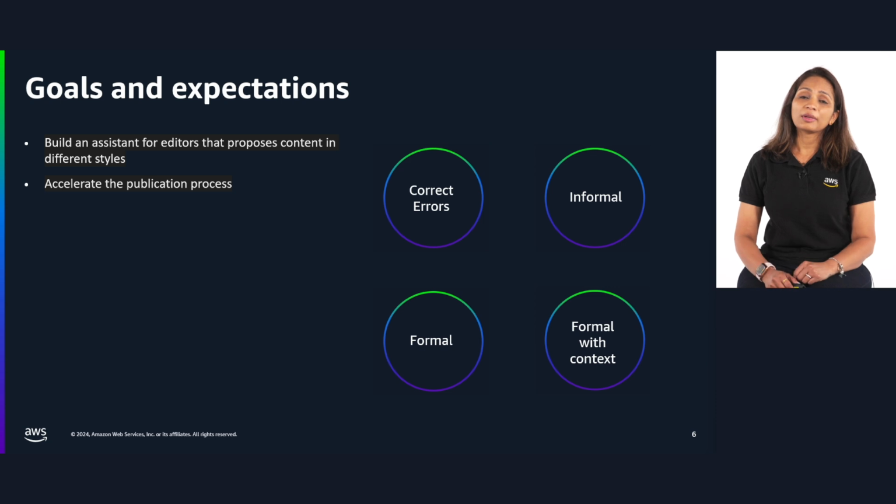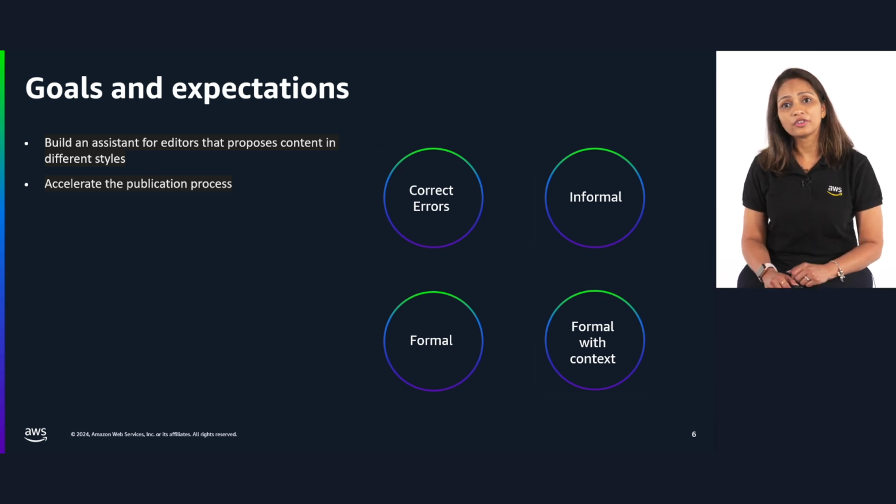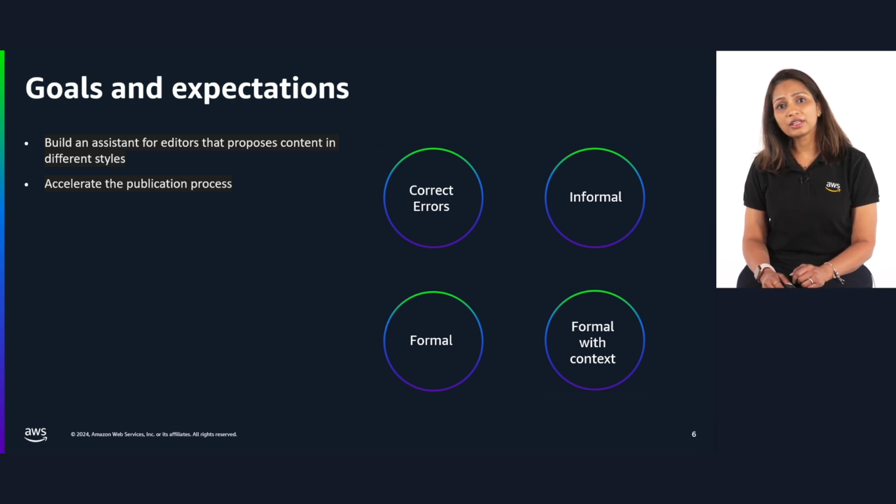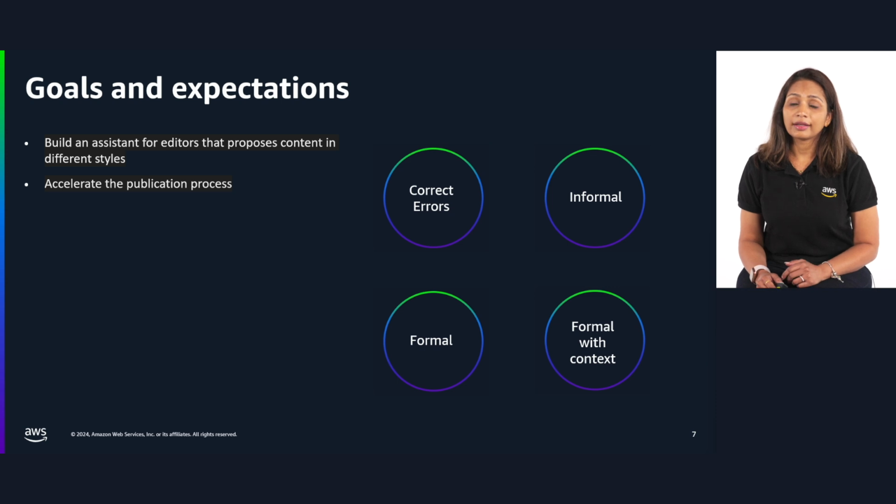The goal is to build an assistant for editors that processes and generates content in different styles. The ultimate goal is to accelerate the publication process with less human effort needed. As you can see on the right, the editor should be able to choose one of these styles.